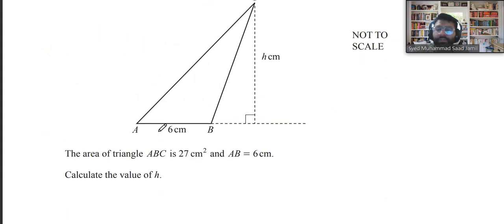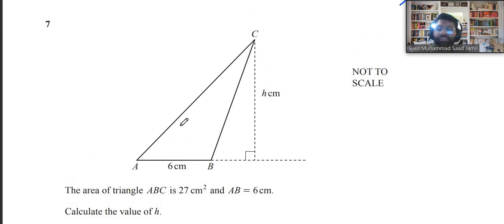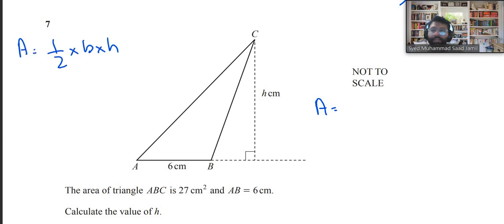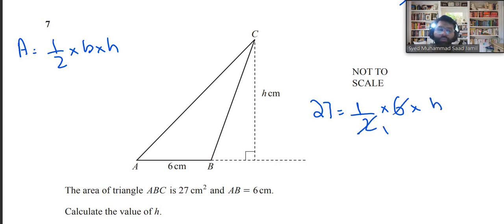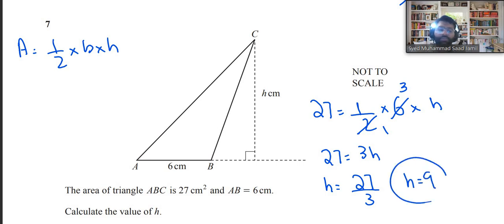Next question, it says the area of a triangle ABC is 27 and AB is equals to 6. Find the value of h. So look guys, area of triangle, the formula is, let me write it over here. A is equals to 1 upon 2 multiply by base multiply by height. Okay. Now in this question area is 27 is equals to 1 upon 2 multiply by base is 6 multiply by height is h. So 2 1s are 2, 2 3s are 6. So 27 is equals to 3h. H is equals to 27 divided by 3. H is equals to 9.